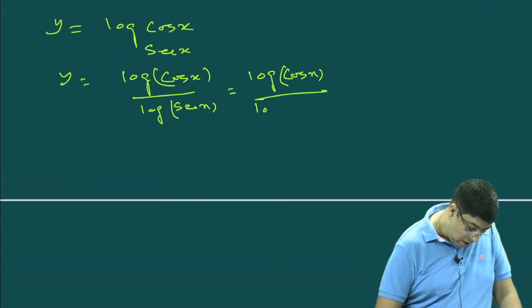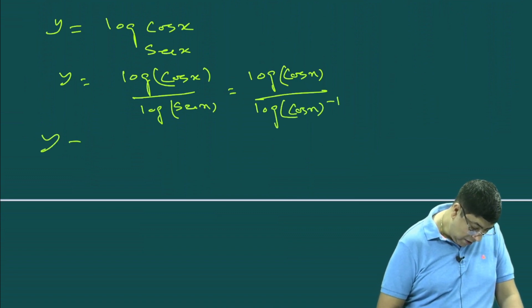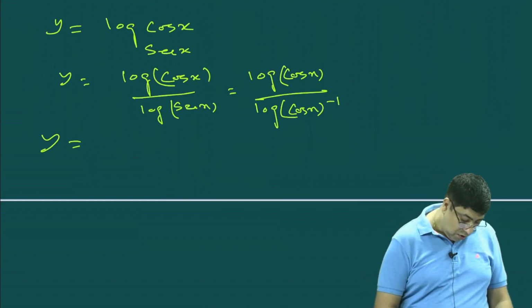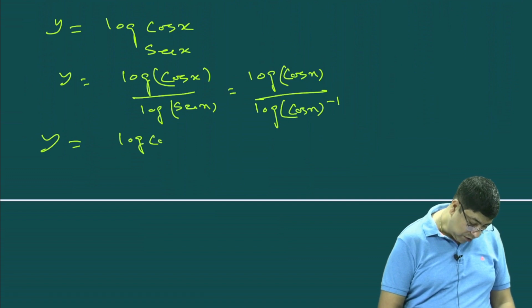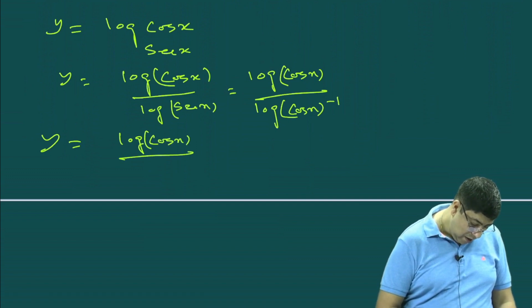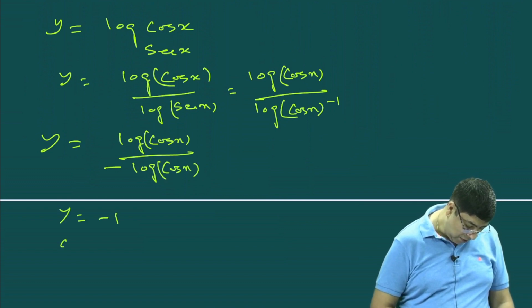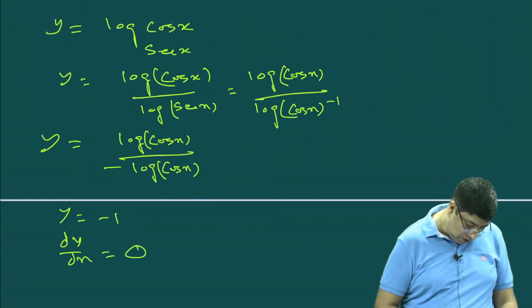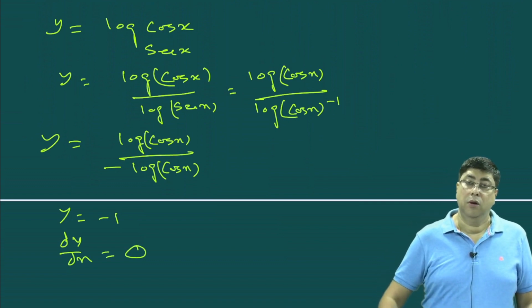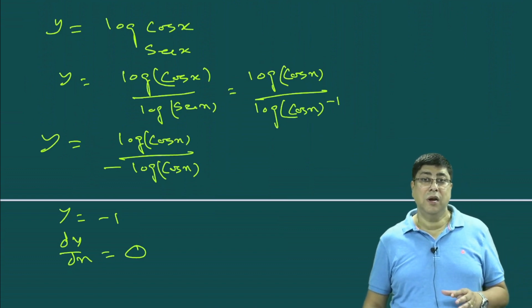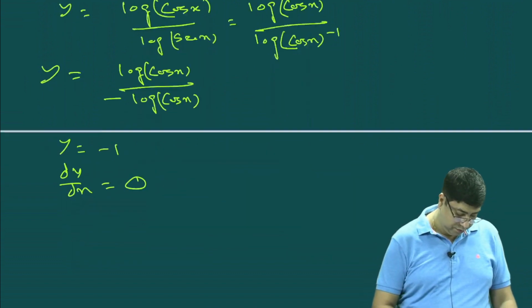So log sec x can be written as log of cos x to the power minus 1, since sec x is cos x to the power minus 1. So before differentiation, let us simplify. We are writing it as log of cos x divided by minus log of cos x, with the minus outside. Okay, if we simplify, then the sum will be done very fast. So d dx of this is equal to 0. And one more time I am showing you, differentiation is a very big part for the beginner students. Just one more.